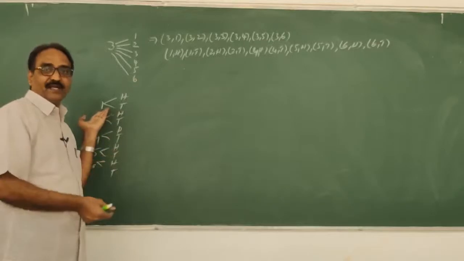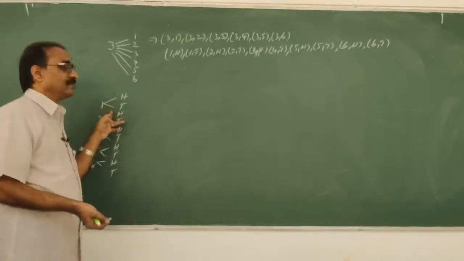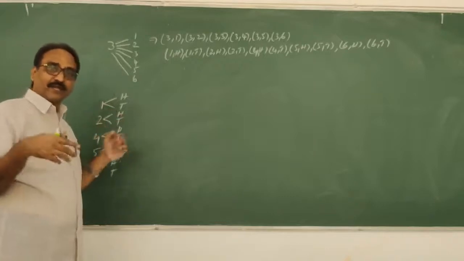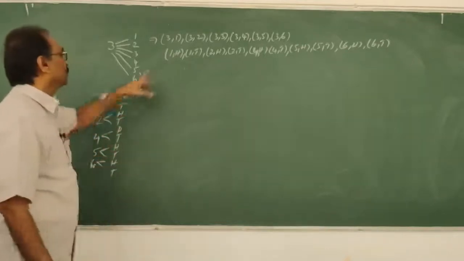Suppose you don't get 3 and you get 1, if it rolled 1, then I should toss a coin. If I toss a coin, the chances are getting either head or tail. 2 chances are there. Why only 1? It may be 2, it may be 4, it may be 5, it may be 6. Like this, the chances are there.